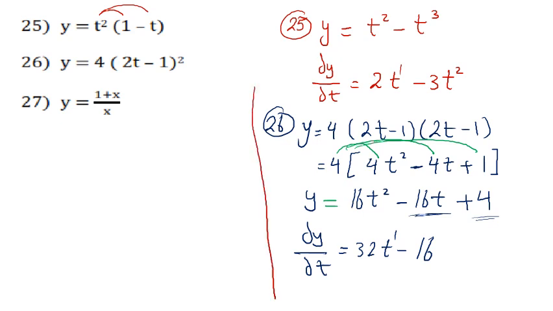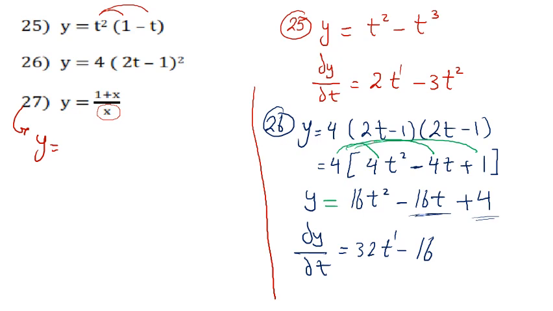Now listen carefully. For question 27, y is equal to 1 plus x over x. If you have only one term in the denominator, you can use the split method or the split rule that we are going to show you right now. But if you have a function or more than one term in the denominator, you are going to have to use the quotient rule. Later we are going to learn.